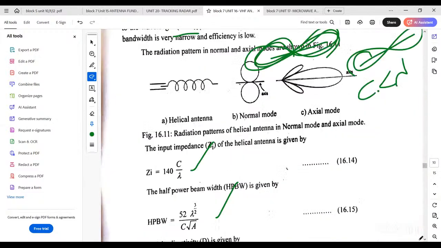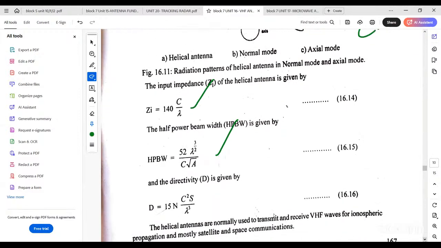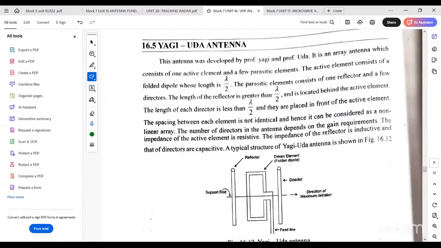Next one is parabolic antenna. Page number, unit 17.